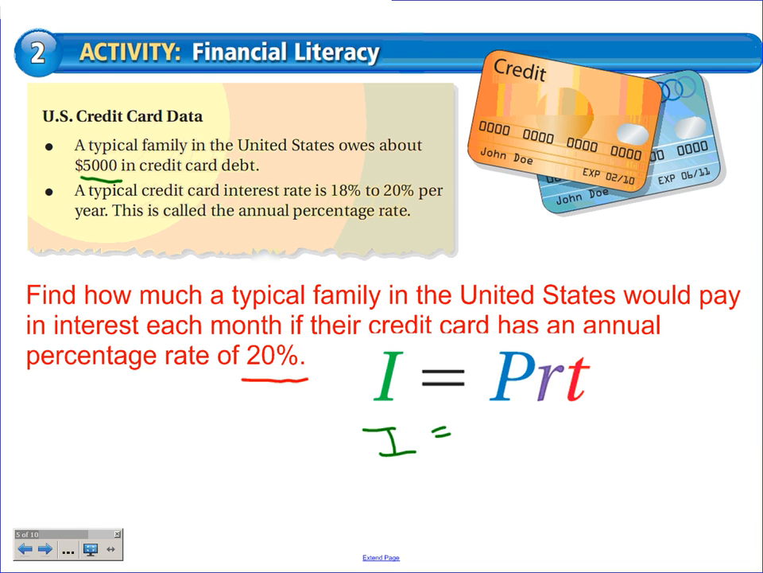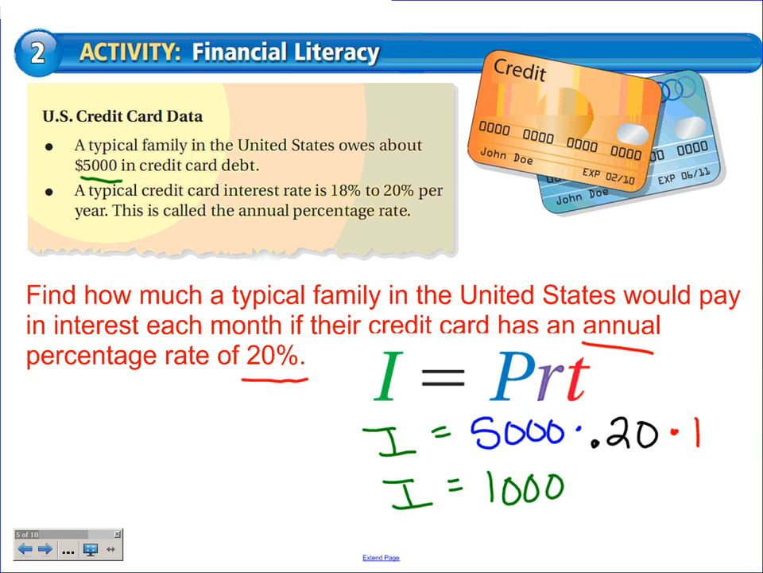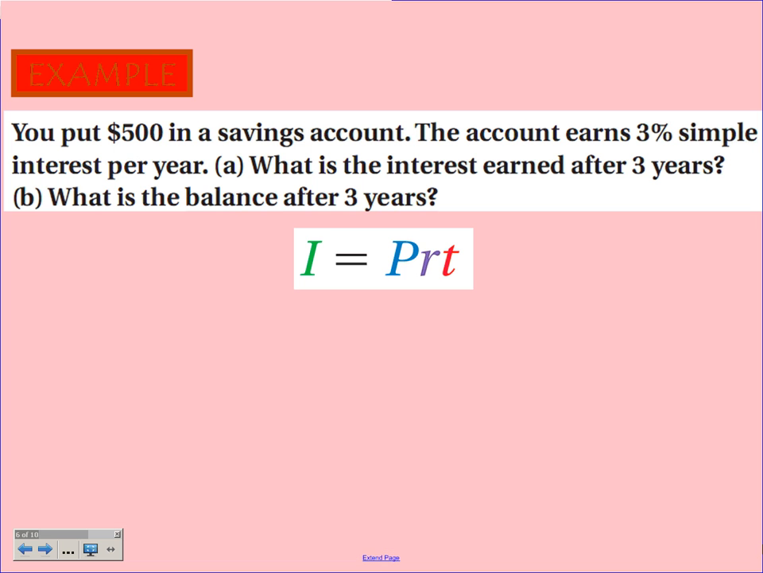Interest is our principal, which is 5,000, times our rate, which is, moving our decimal point over, 20 hundredths, times our time, which is still 1 for our annual percentage rate. So our interest on $5,000 at 20% is $1,000. We can also do it for a couple of years.